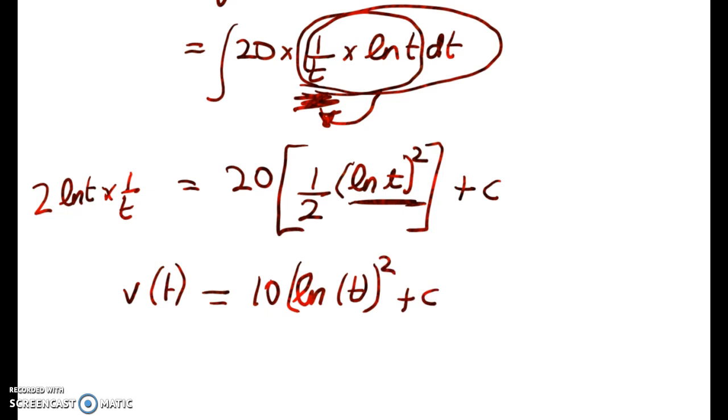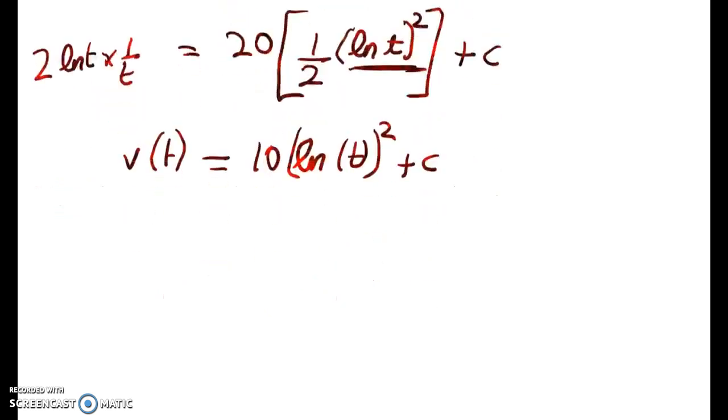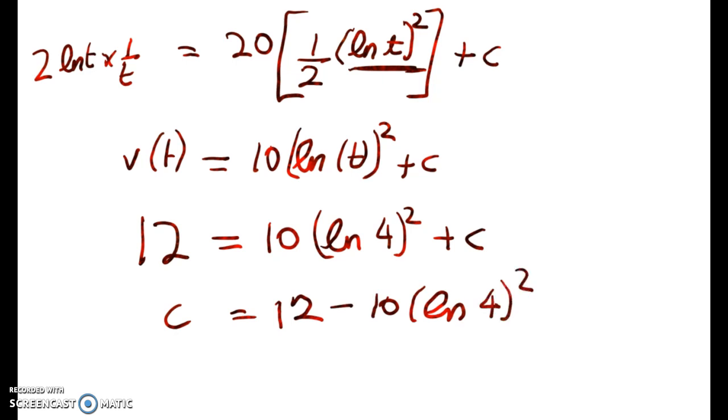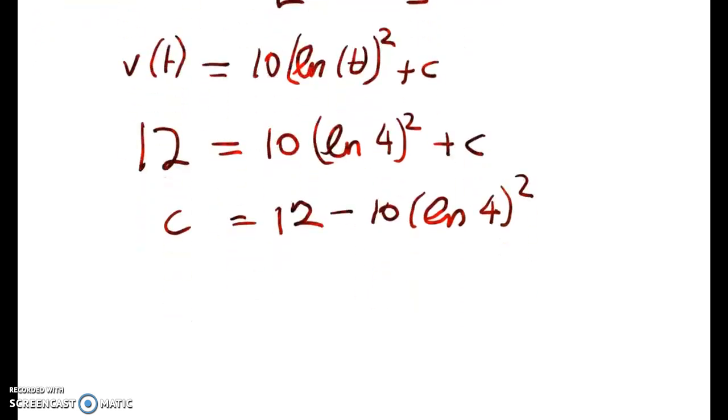And that's the hardest part of the question done. Now we have to substitute in the values that we know. So at t equals 4, velocity equals 12. So 12 equals 10 times the log of 4 squared plus c, giving me c equals 12 minus 10 log 4 squared. Right, now what does that give us?